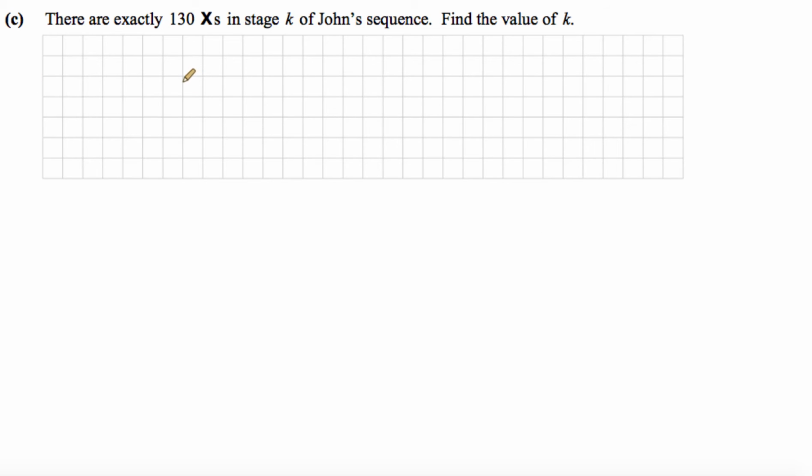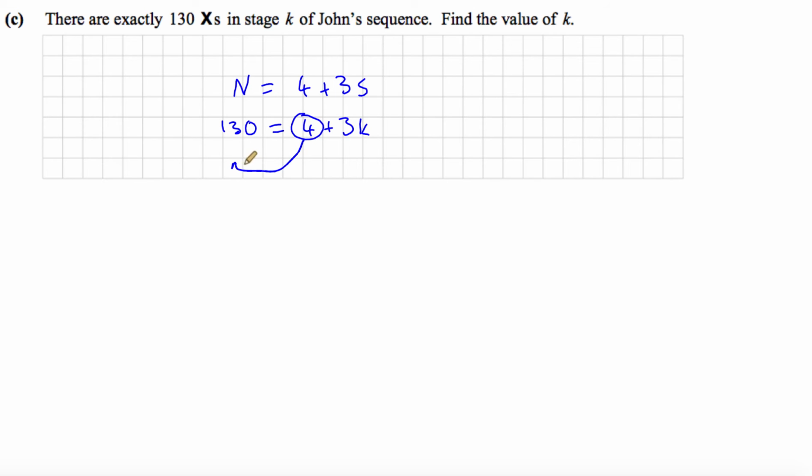Part C says there are exactly 130 x's in stage k of John's sequence. Find the value of k. Okay, so let's write our formula again. n is equal to 4 plus 3s. So we're saying there are exactly 130 x's, so we know n. So 130, and that's going to be equal to, that's stage k of John's sequence, so that's going to be 4 plus 3 times the stage. Well, the stage is k, so it's 4 plus 3k. And we have to find the value of k. So we have an equation now, a simple equation to solve.